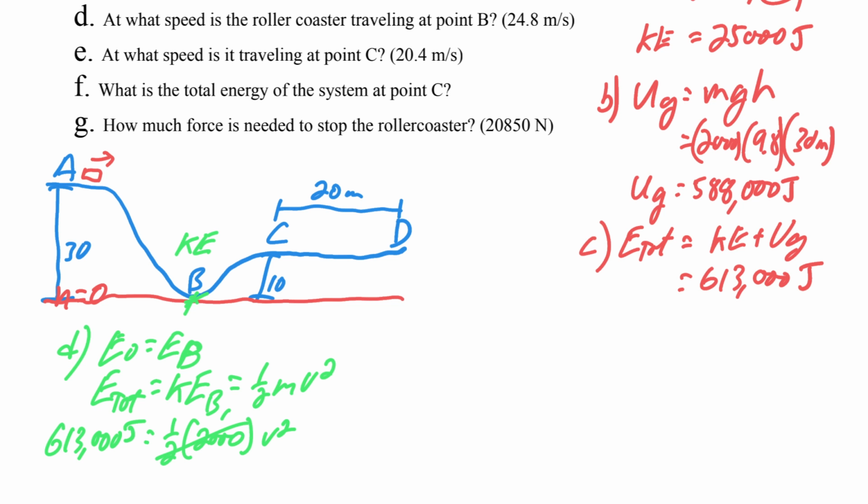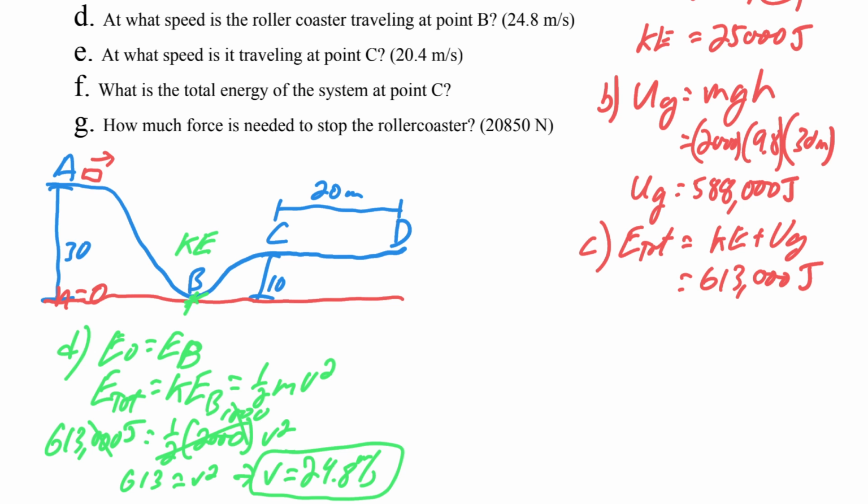Okay, this cancels out to 1,000, right? And that means that this cancels out, which means we have the square root of 613. So I'll let you go ahead and do that out. I'm getting a v of 24.8 meters per second.